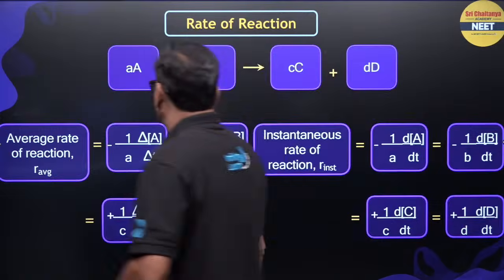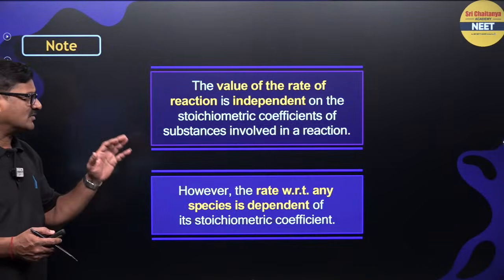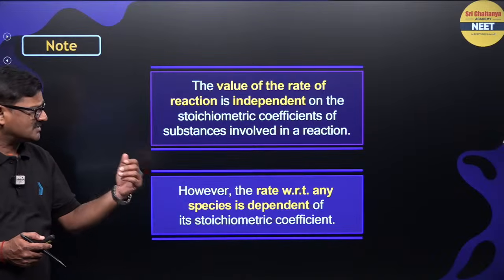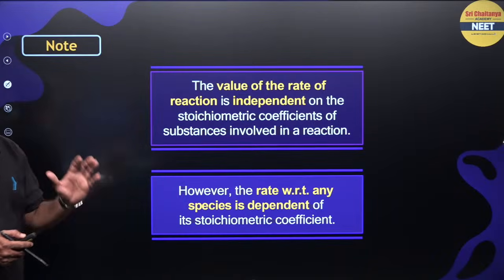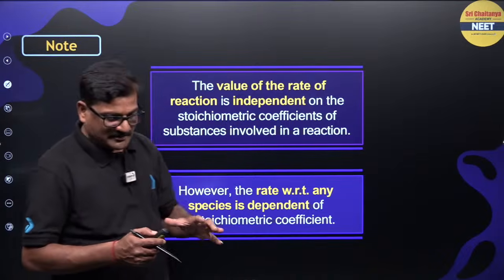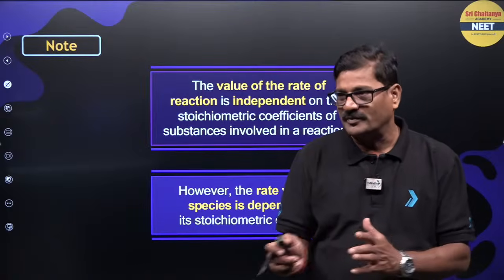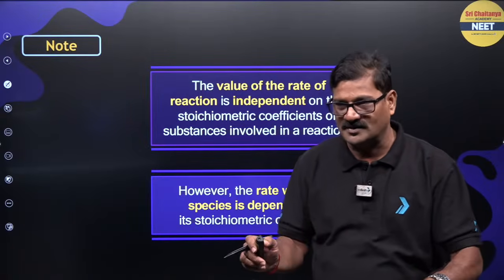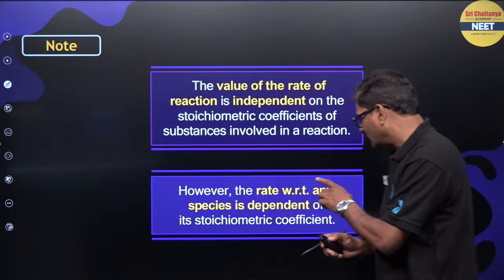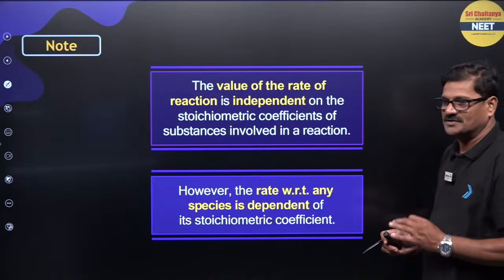Fine. Okay. Now, the value of rate of reaction is independent of the stoichiometric coefficients of the substances involved in the reaction. That is a very important noteworthy point. When you learn something, you try to learn what should be done, what should not be done. Then automatically you will understand, right? And however, the rate with respect to any species is dependent on the stoichiometric coefficient.